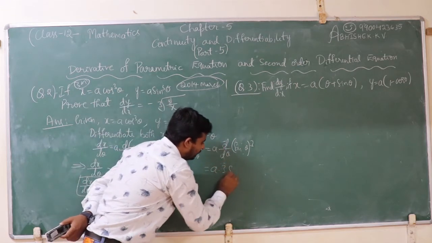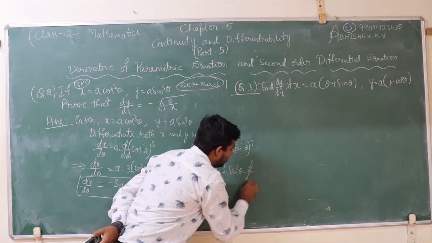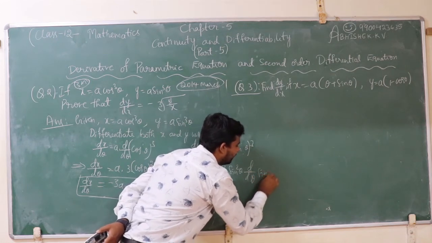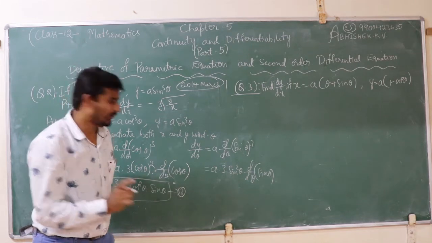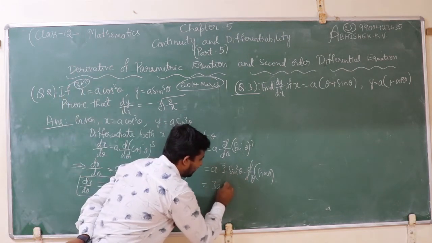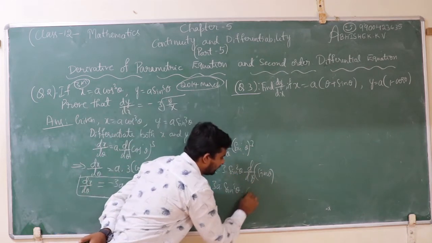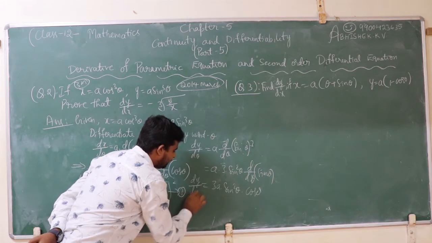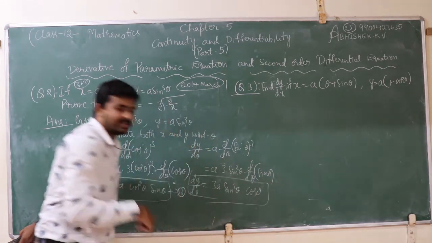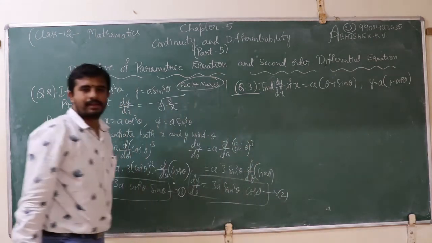Therefore, 3 into sin square theta. We need to differentiate what? d by d theta of sin theta with respect to theta by chain rule. This is equal to 3a sin square theta into the derivative of sin theta with respect to theta, cos theta. Therefore, dy by d theta is given by 3a into sin square theta cos theta. Call this equation 2.